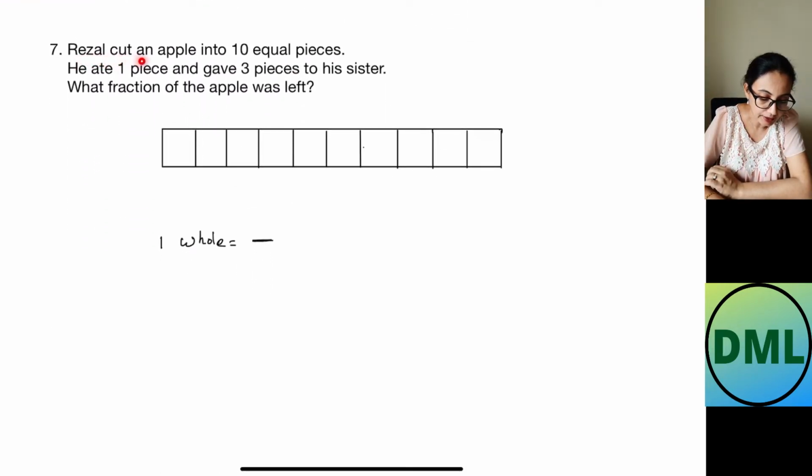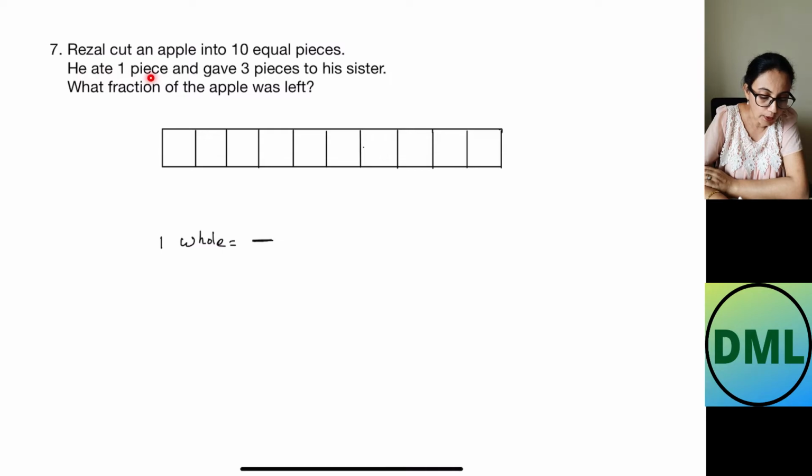Razel cut an apple into 10 equal pieces. As you can see, I have drawn 1, 2, 3, 4, 5, 6, 7, 8, 9, 10 equal parts for you. He ate 1 piece and gave 3 pieces to his sister. What fraction of the apple was left?